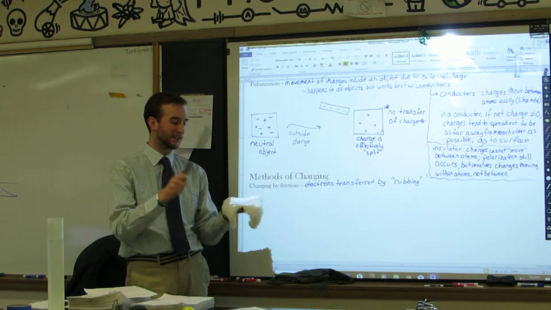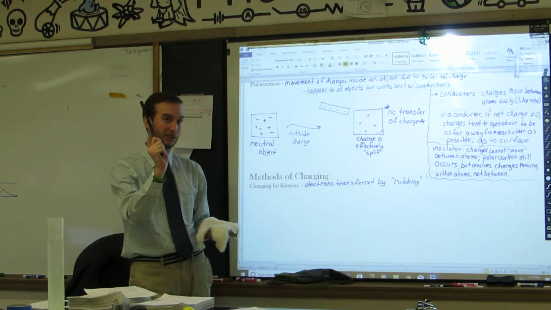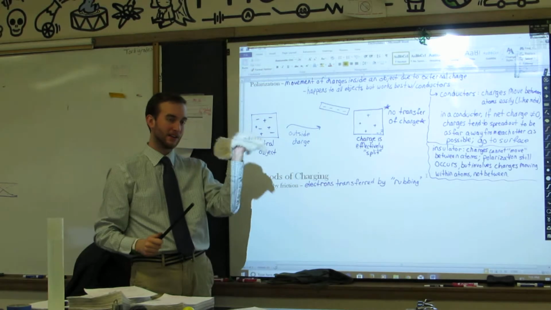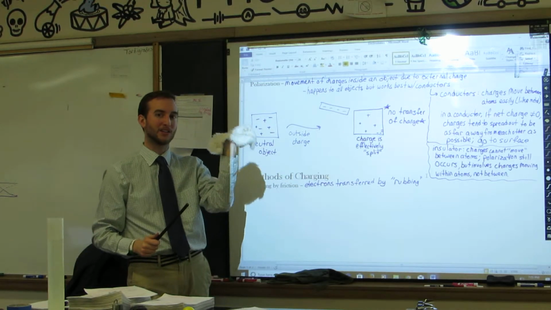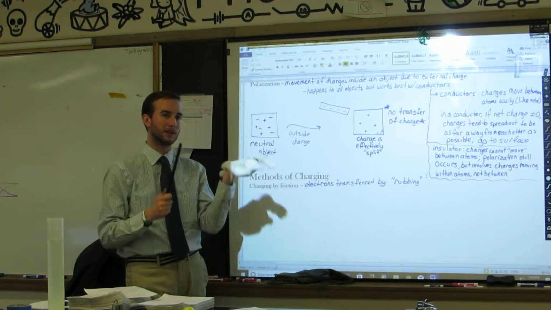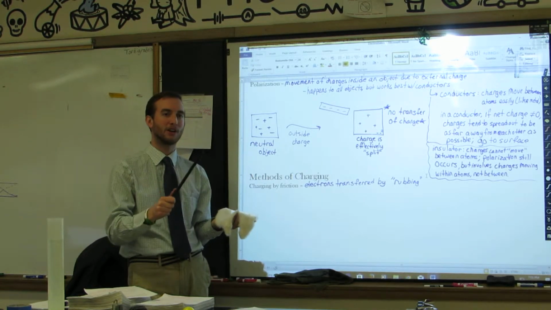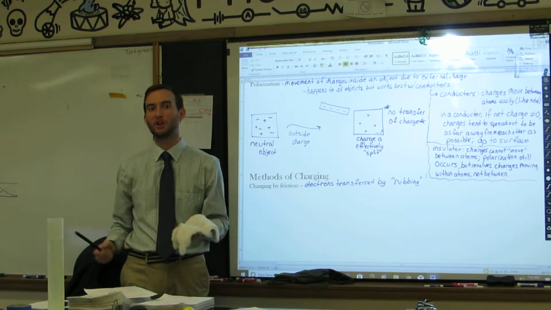Now if the electrons leave the fur and go to the stick, I have an excess number of negative electrons here in the stick. I have a lack of electrons here. In other words, I have more protons than electrons, meaning this fur would be positive. So whichever way the electrons go, that becomes the negatively charged object.